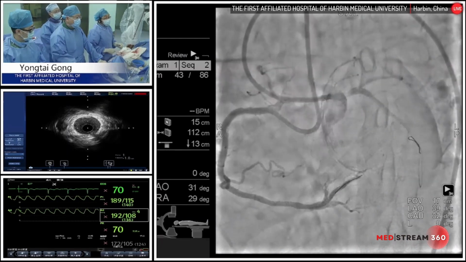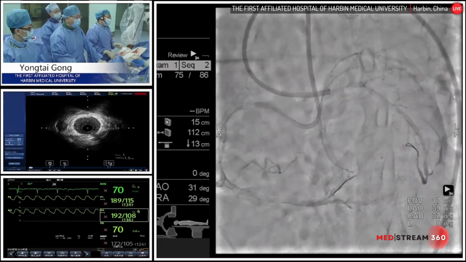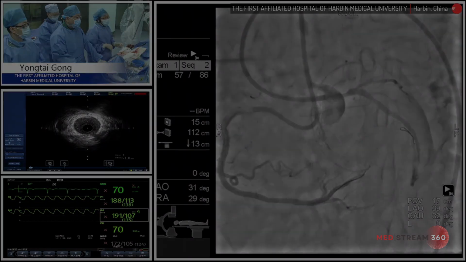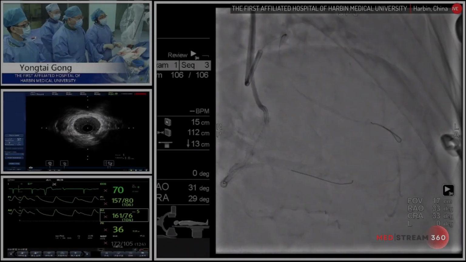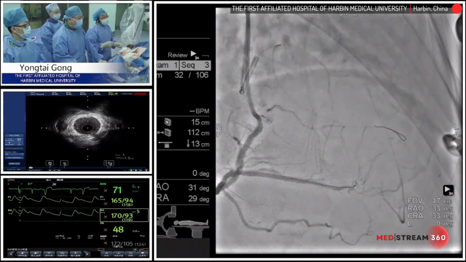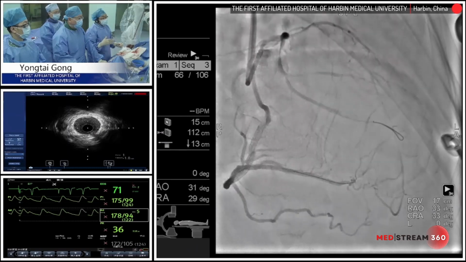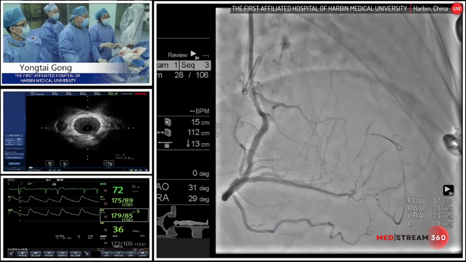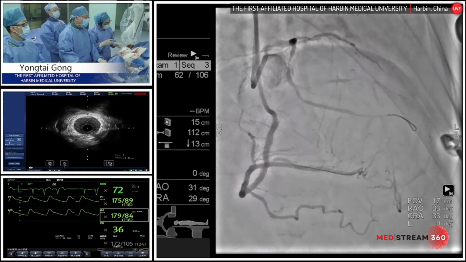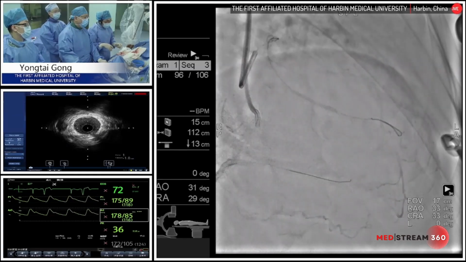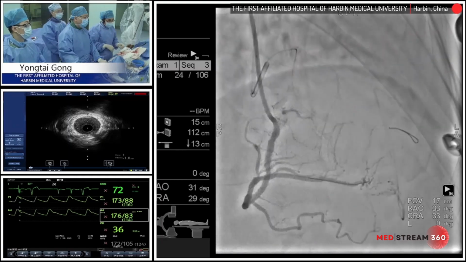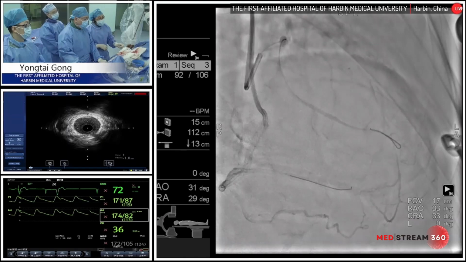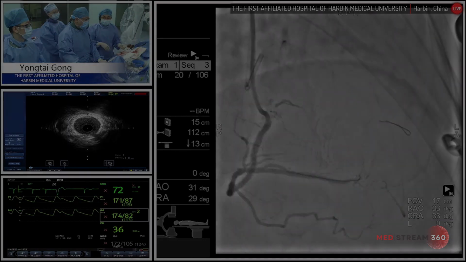The risk of this lesion is that if the retrograde or the antegrade wire crosses the lesion through the subintimal space on the opposite side of the carina of the circumflex and LAD, after stent implantation the large branch may be lost, and it will induce a very dangerous complication.